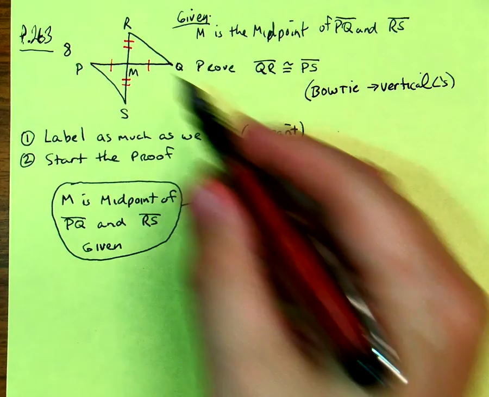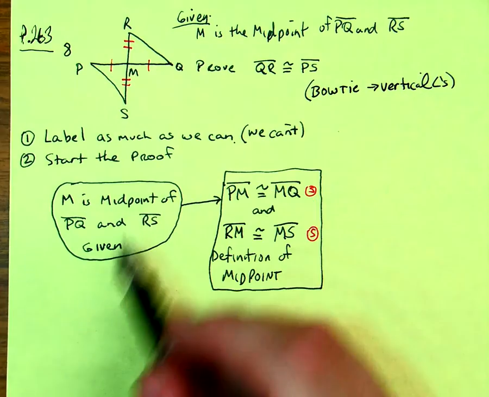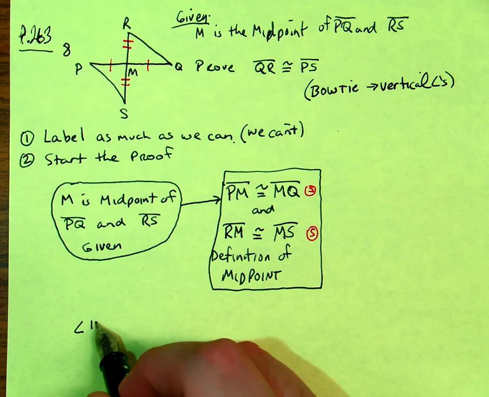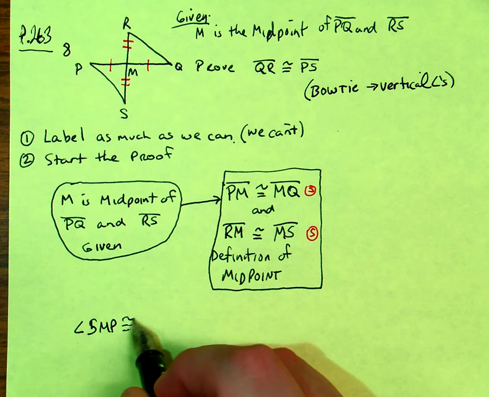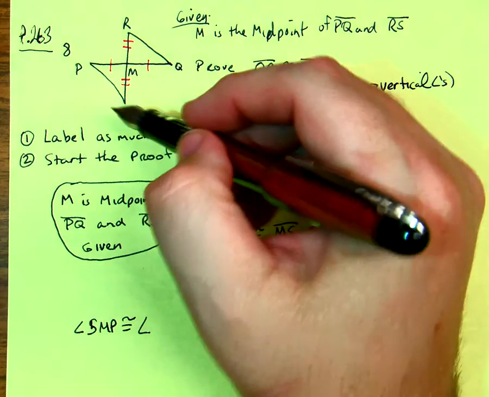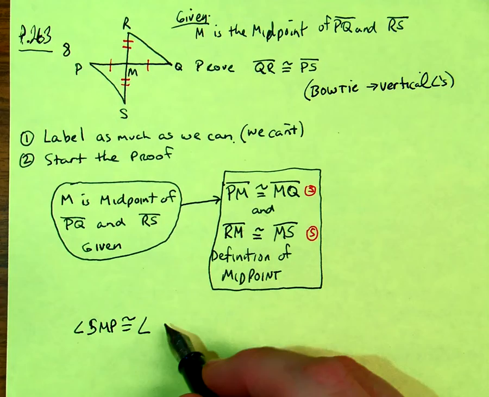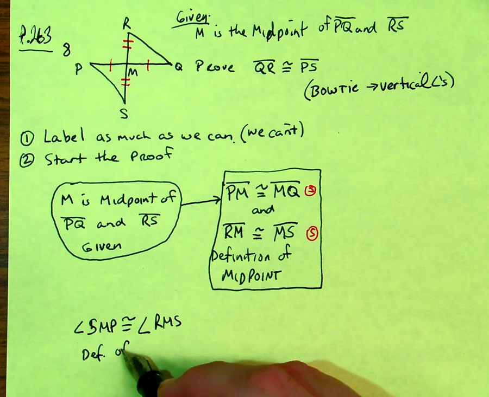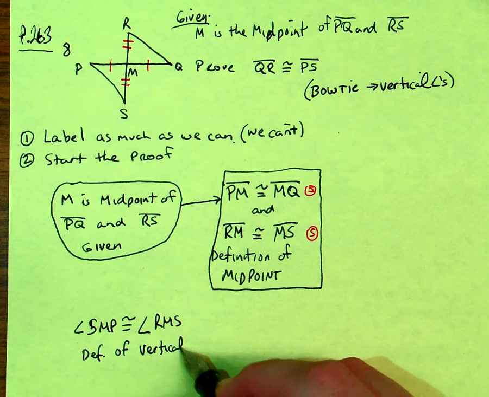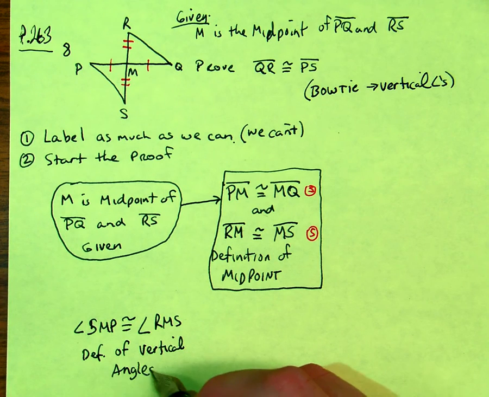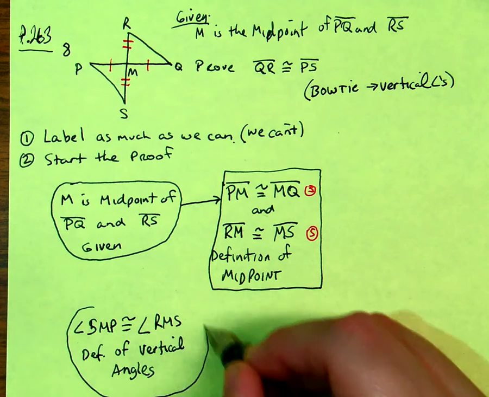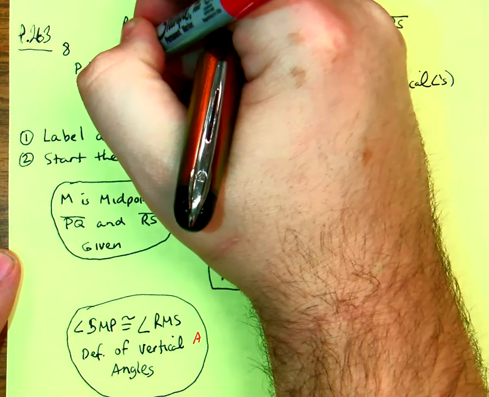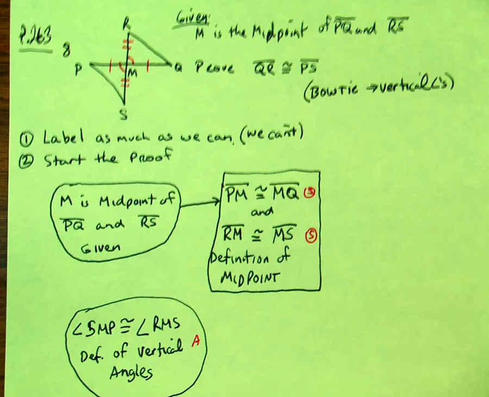So if you have that, we're always going to be able to say that. So I can say that angle SMP is congruent to angle. Since I started S at the end of 2, I'll go RMS. And the reason, definition of vertical angles, that gives me an angle right there.